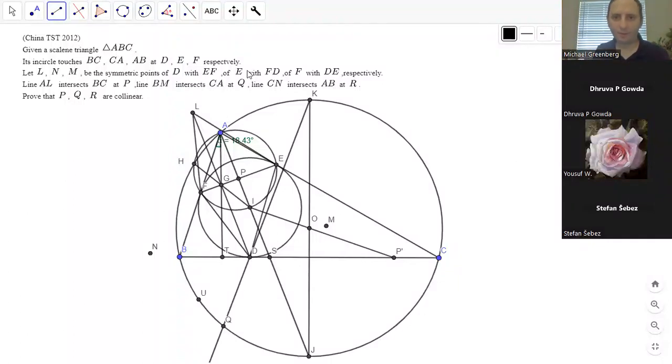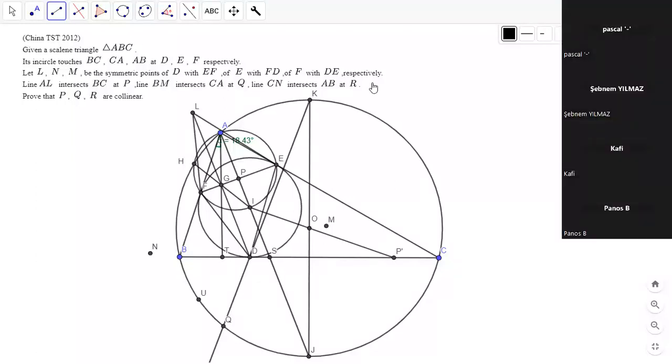AD and EF, yes. Wow, so many people are joining.